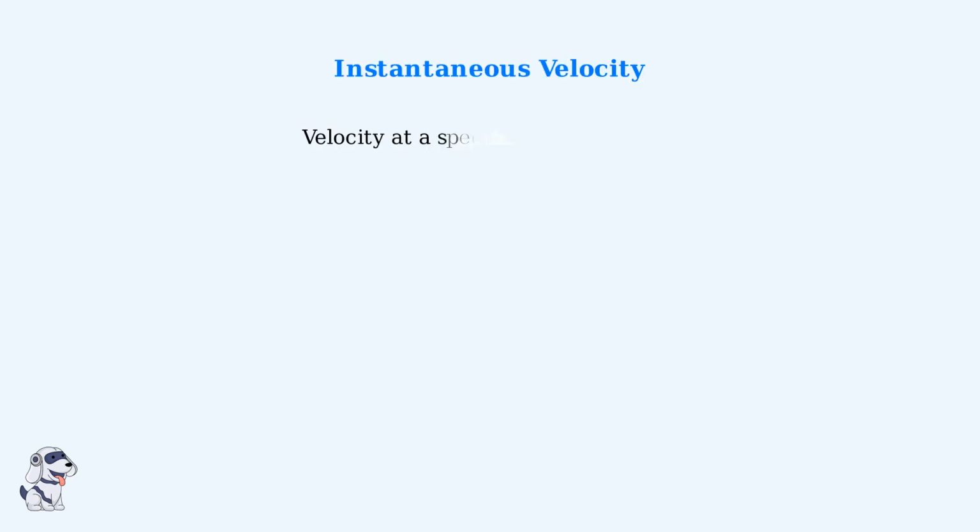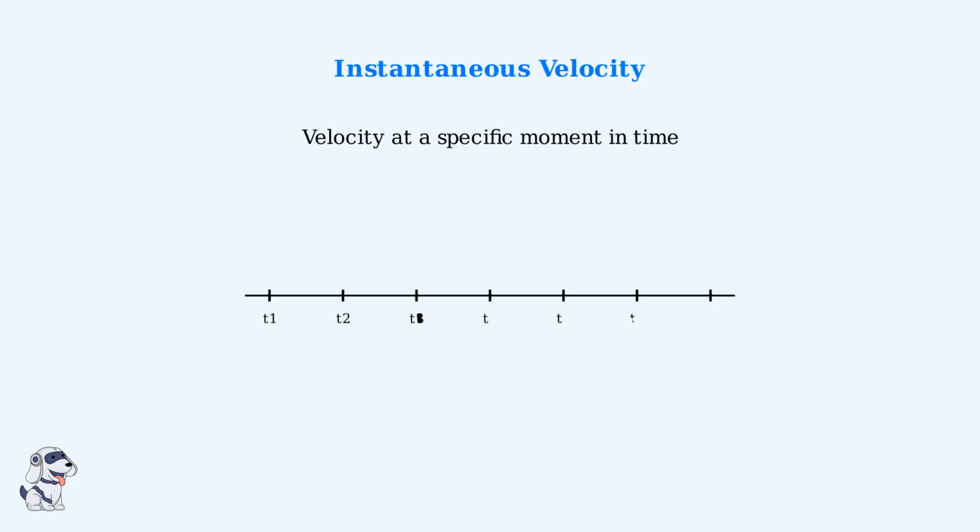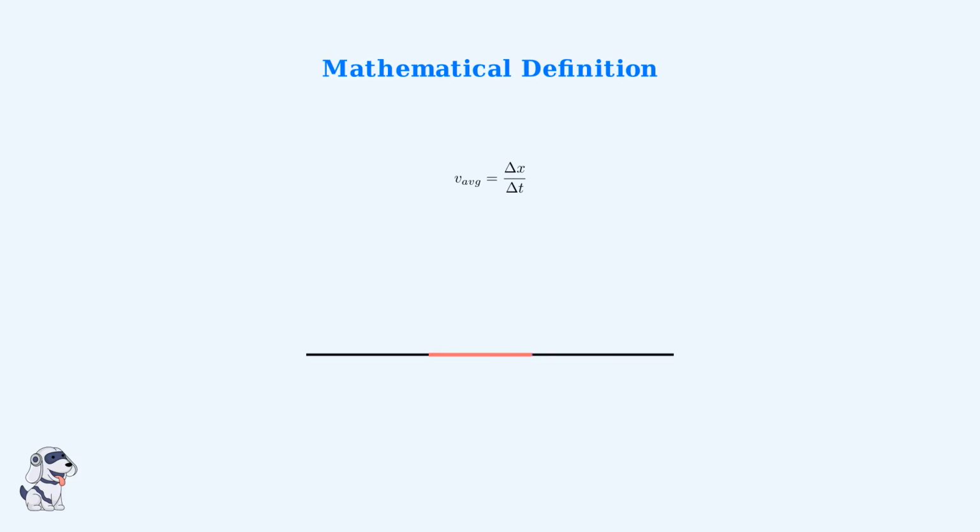Instantaneous velocity is the velocity of an object at one specific moment in time. Unlike average velocity, which looks at motion over a time interval, instantaneous velocity captures the exact speed and direction at a single instant. Mathematically, instantaneous velocity is found by taking the limit of average velocity as the time interval approaches zero. This means we look at smaller and smaller time intervals until we reach a single point in time.